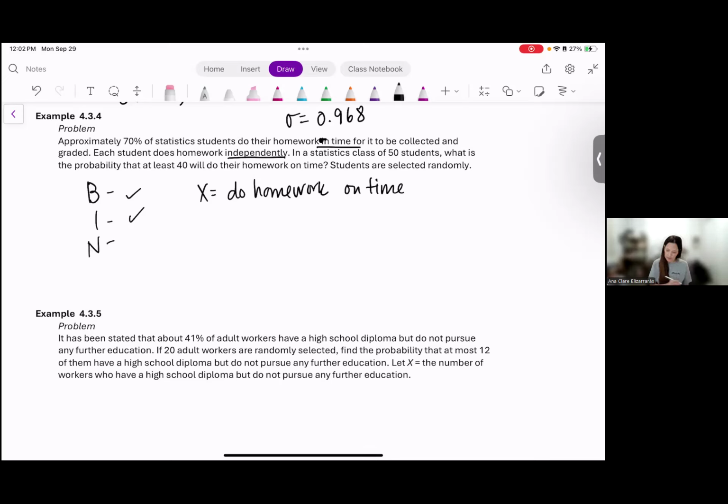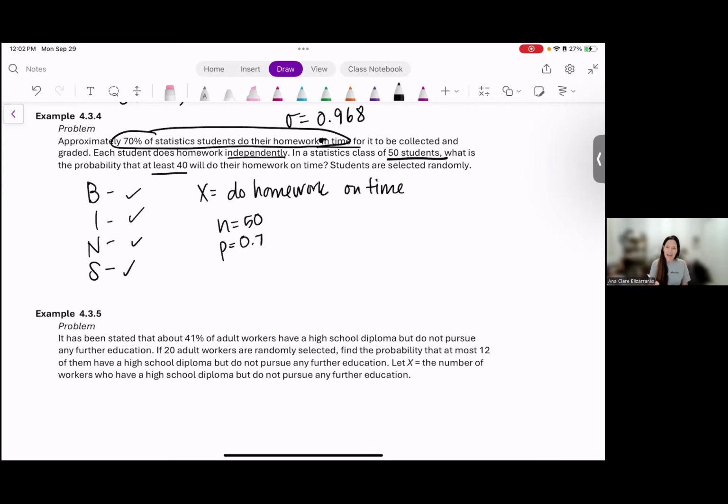Number of trials, is that fixed? So in a statistics class of 50 students, what's the probability that at least 40? So in this case, there are 50 students. We are dealing with a set number of 50. And the success, is there a probability of success that doesn't change? 70% of statistics students do their homework on time. Yes. So P equals 0.7.